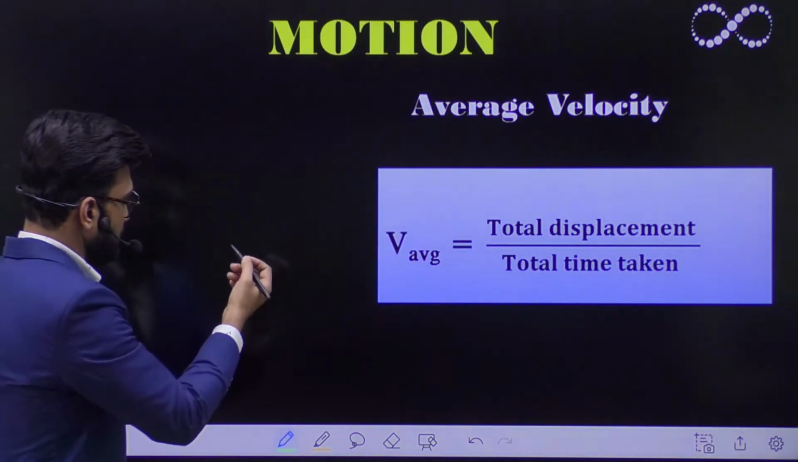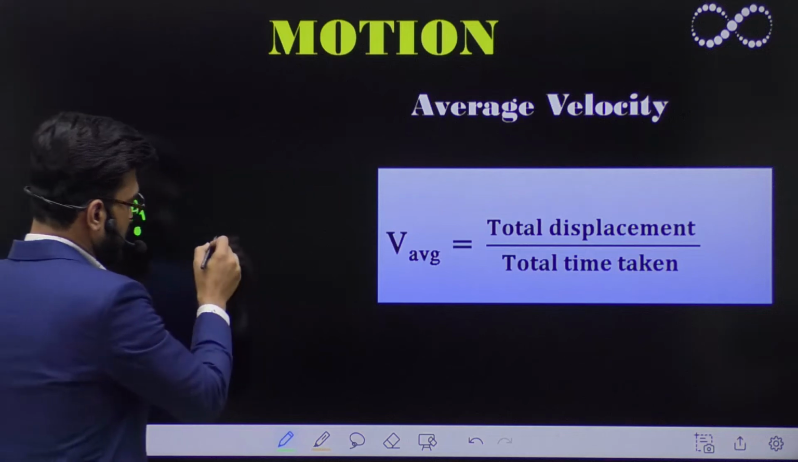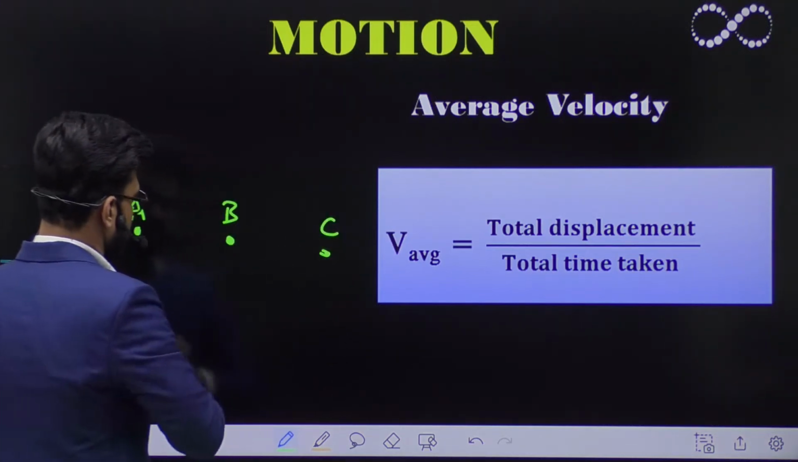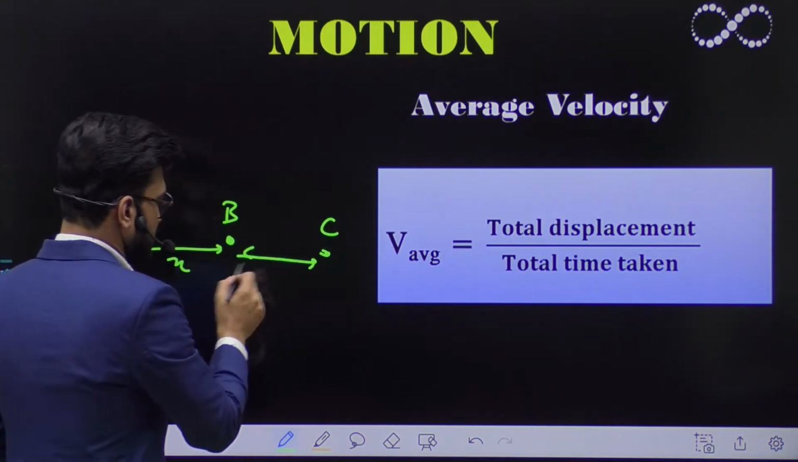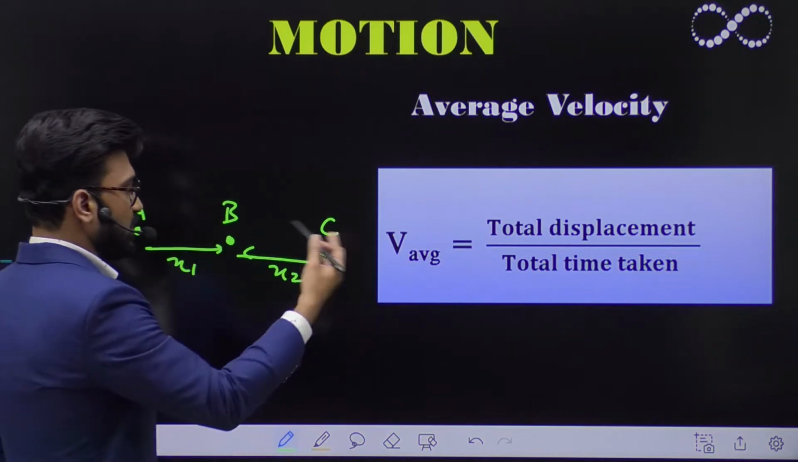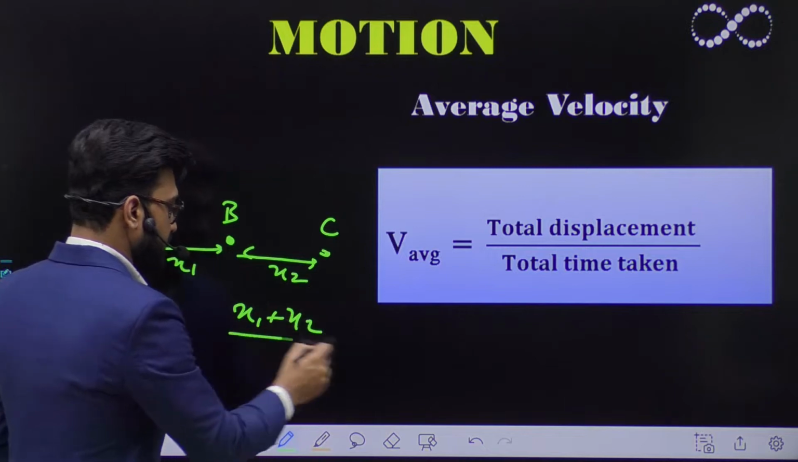average velocity can be easily calculated as, suppose if a body is moving from A to B and B to C. Okay, so the total distance is x and let this distance is x1 and let this distance is x2. Okay, so the average velocity is nothing but total displacement, which is x1 plus x2 divided by total time taken.